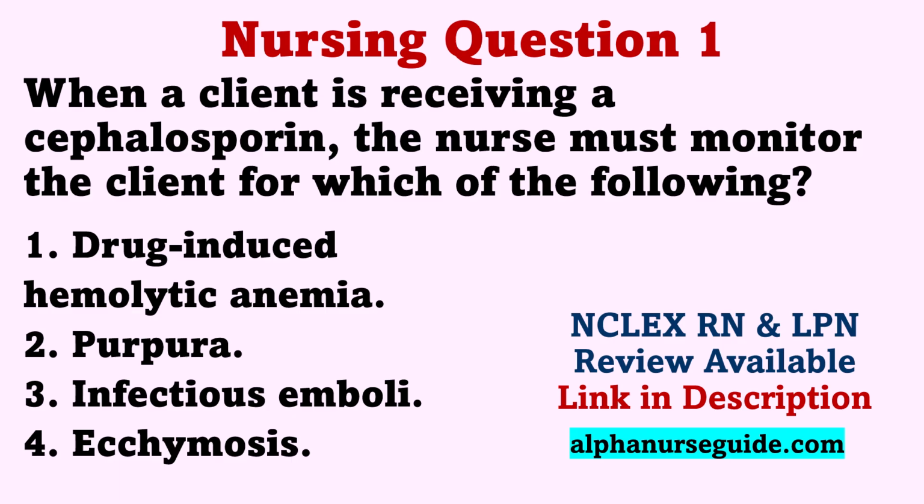Purpura is a condition with various manifestations characterized by hemorrhages into the skin, mucous membranes, internal organs, and other tissues. Infectious emboli are clumps of bacteria present in blood or lymph. Ecchymoses are skin discolorations due to extravasations of blood into the skin or mucous membranes.